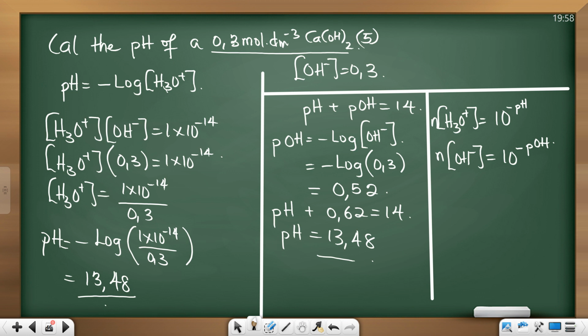The OH is now multiplied by what? That 2 comes here. That becomes what here? 0.6. Anybody quickly give me an answer here? Where did my 2 play a role? Where did my 2 play the role? Because if I break down calcium hydroxide, I'll be having 2 plus, plus what? 2.